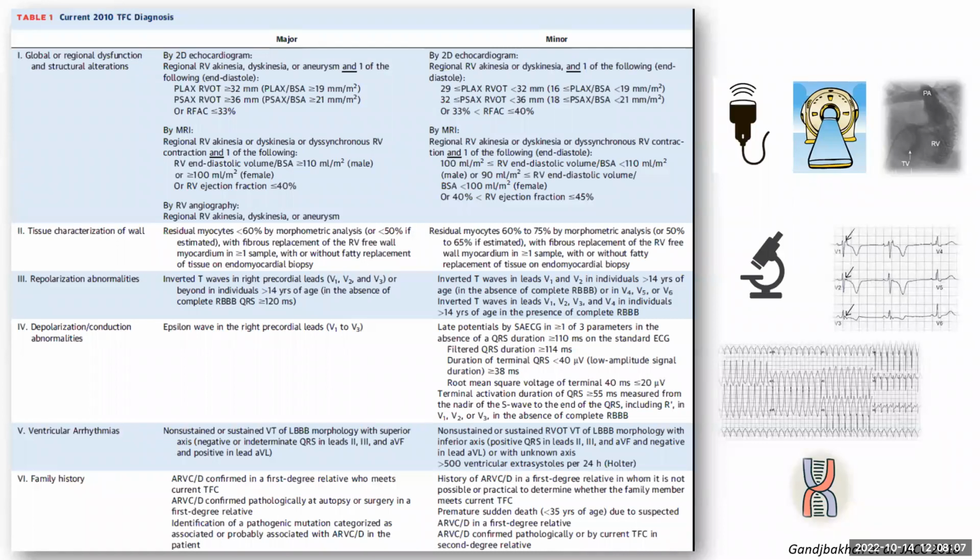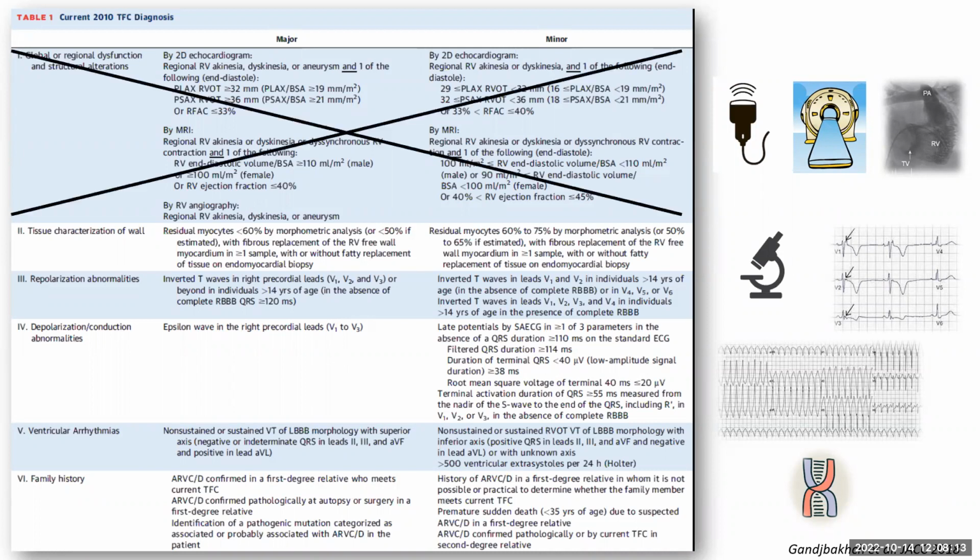Also, an important thing to underline is that the revised task force criteria allow the diagnosis of ARVD even without the presence of imaging abnormalities at all. In other words, we could potentially make the diagnosis using ECG and family history, for example. We must keep in mind that this is not the case for other cardiomyopathies like hypertrophic or dilated cardiomyopathies, for which the evidence of an imaging phenotype is mandatory for the diagnosis.